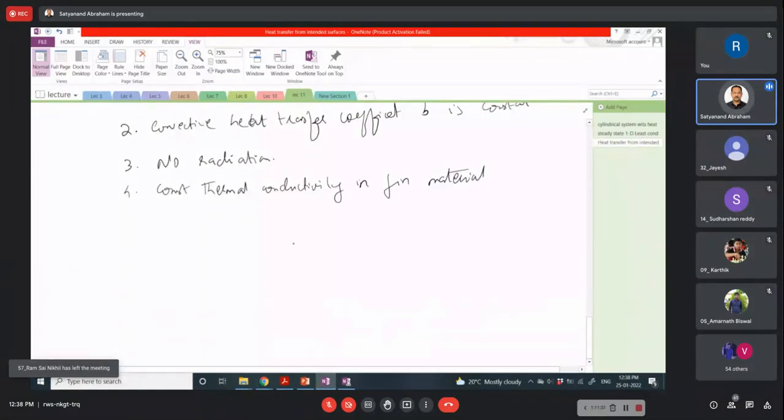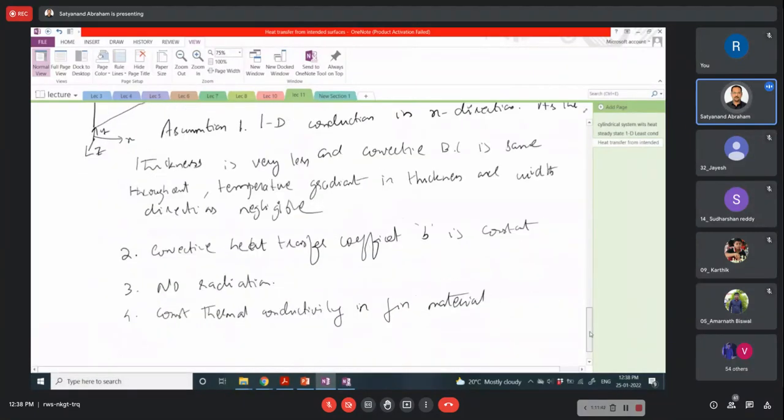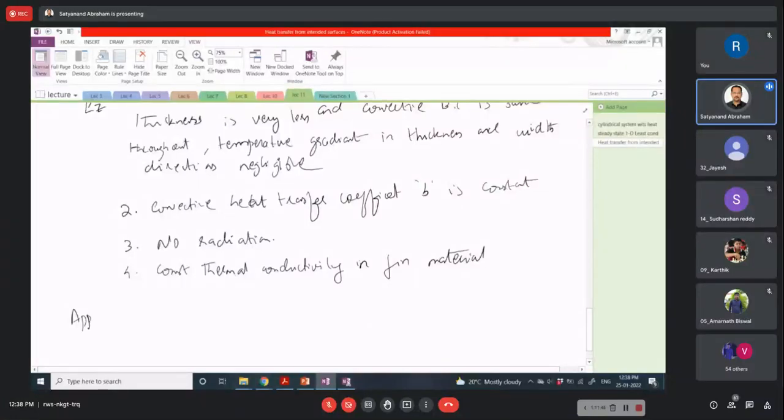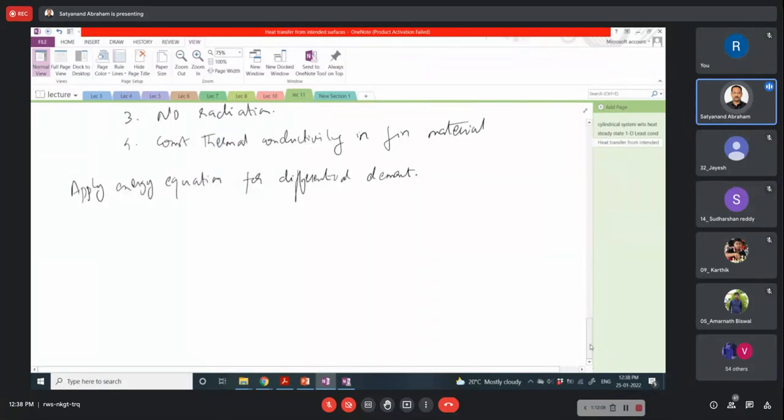Now we are going to apply the energy equation for this differential volume, or differential element. I'm sorry, my writing is a bit small. Is it legible? Can everybody read my handwriting? I forgot to write a bit slowly. Can everybody read this? Yes, sir. Fine, sir.